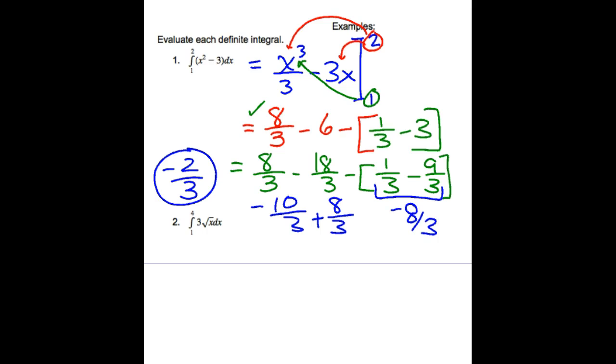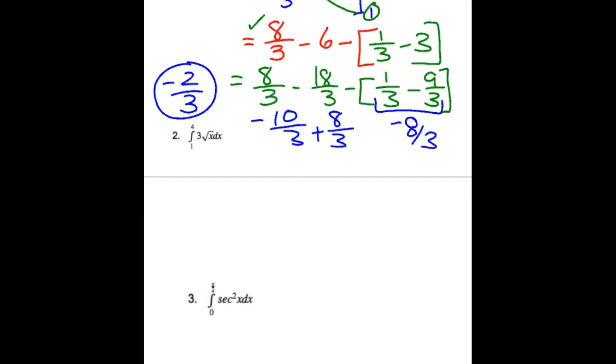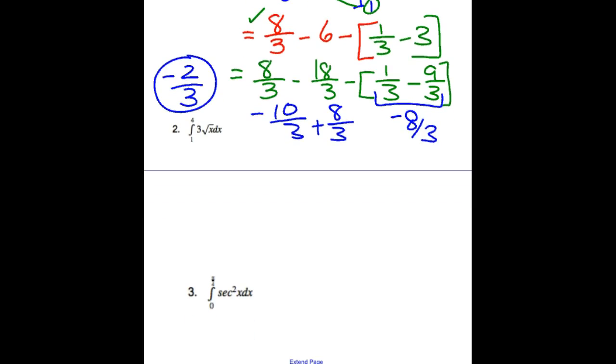Yes, more quantity or more area below the x-axis than above. I'm not going to graph it, but that's what that means. So the next one up, what do you think I'm going to suggest you do with the constant multiple? Bring it out front. It does always make things easier.